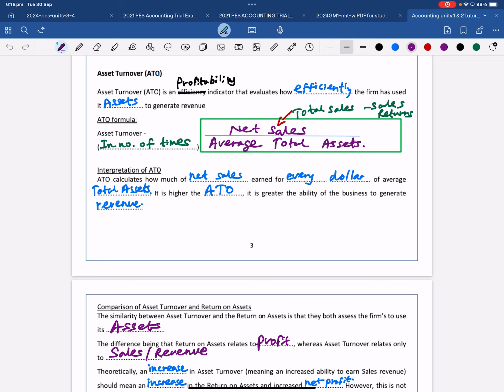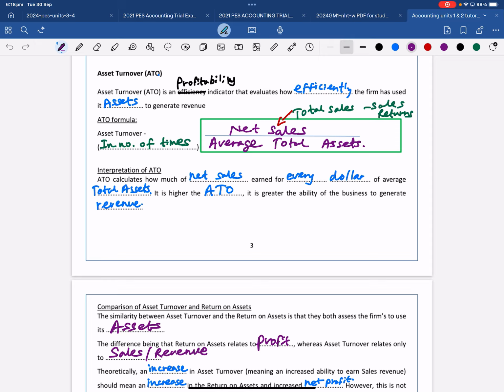If you recall your memory, when we calculate the profitability indicators, most of them, how did we calculate? As a percentage, yes. But this one is in terms of number of times. So this calculates how many times the total assets have been converted into net sales. Okay.